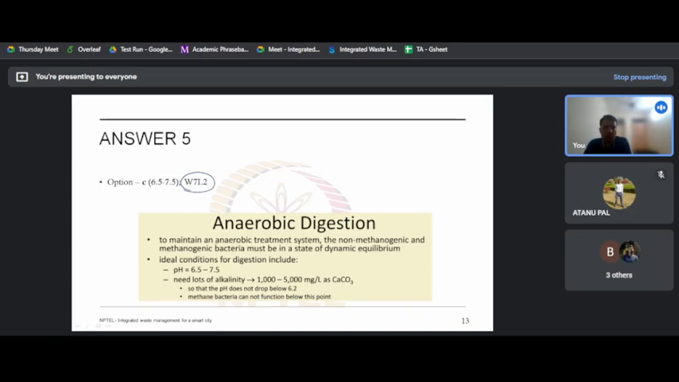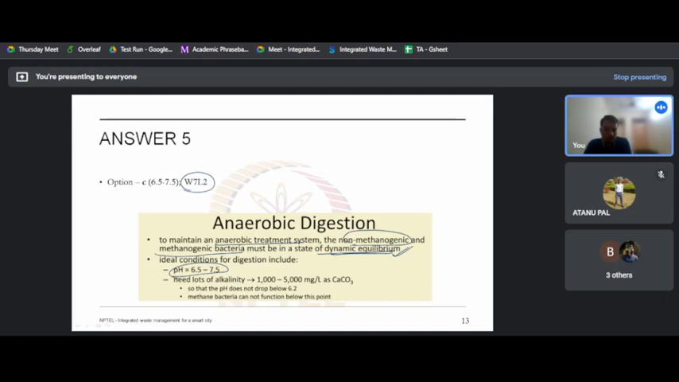So to maintain an anaerobic treatment system, the non-methanogenic bacteria and the methanogenic bacteria must remain in a state of dynamic equilibrium. So how will we achieve this dynamic equilibrium? There will be certain criteria for it. So first will be pH. That should be 6.5 to 7.5.